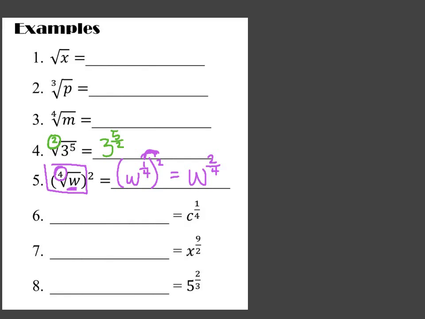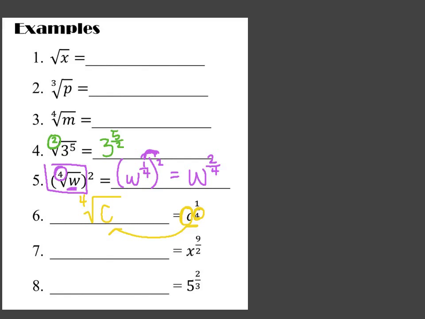Now let's look at number 6. Number 6 is asking us to go the other direction. I have a power, and I want to make a radical. Okay, so remember my base is going to become what's inside of my radical. And my fractional exponent is now my index. So I have the 4th root of c is what I would say for that.